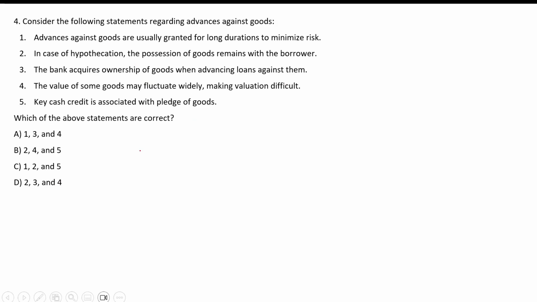Consider the following statements regarding advances against goods. Advances against goods are usually granted for long duration to minimize the risk. No, they are granted for short duration. In case of hypothecation, the possession of the goods remains with the borrower. This is correct. The bank acquires ownership of goods when advancing loan against them. No, bank does not get the ownership. Banks get the possession if the charge is pledged, but never the ownership.